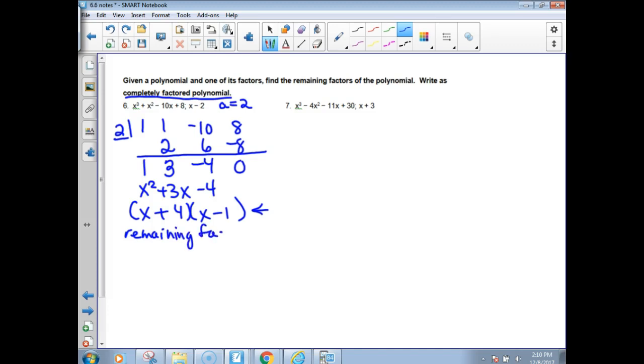Okay, so this is the answer to what are the remaining factors. And then factored form, the factored polynomial p of x would equal x minus 2 times x plus 4 times x minus 1 in no particular order.